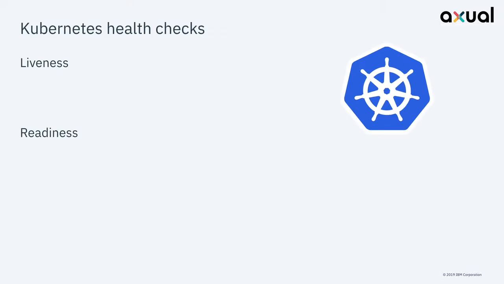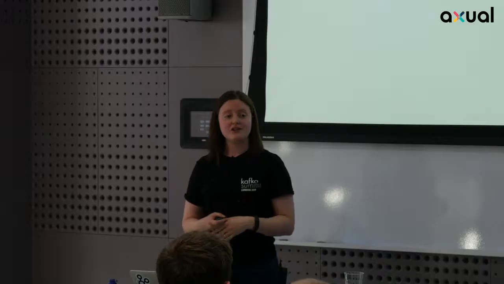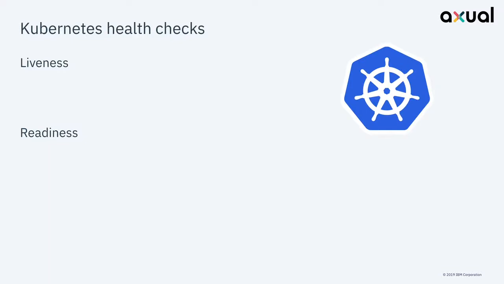This is actually done using Kubernetes health checks. Kubernetes has two different health checks: liveness and readiness. Often you'll see people set them to exactly the same thing, which in a simple application is probably okay, but it's useful to know the difference and to make a specific choice when you're standing up Kafka.